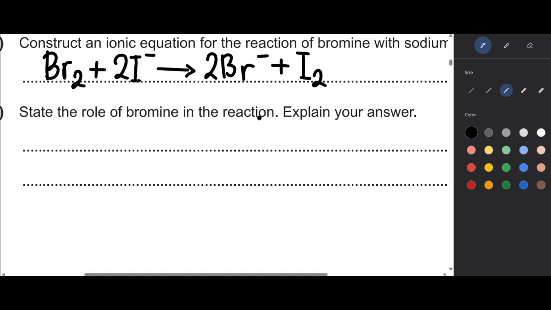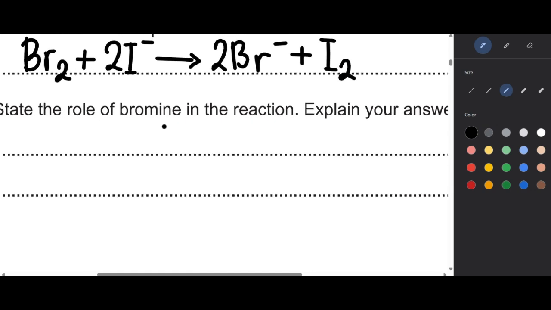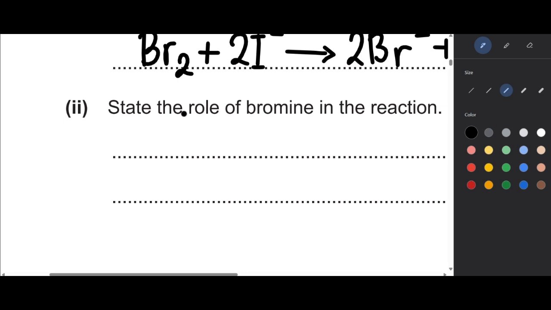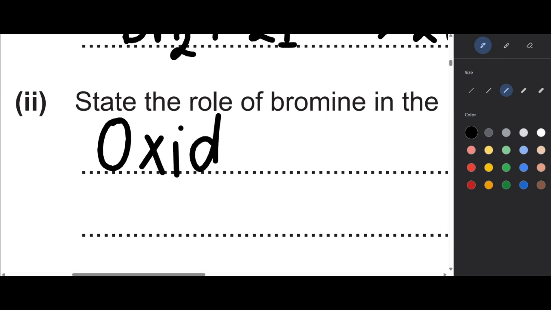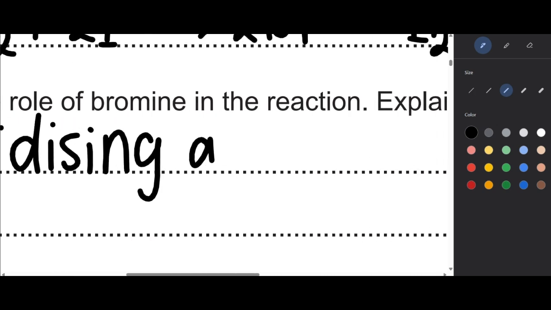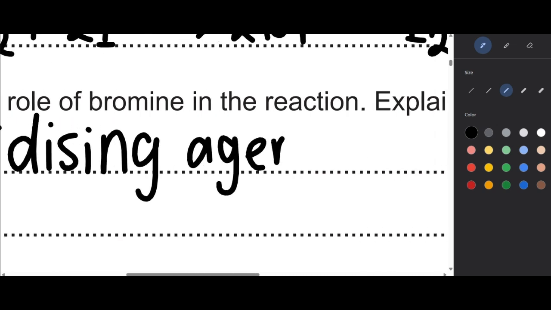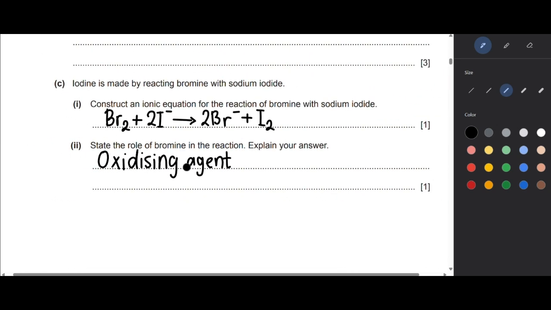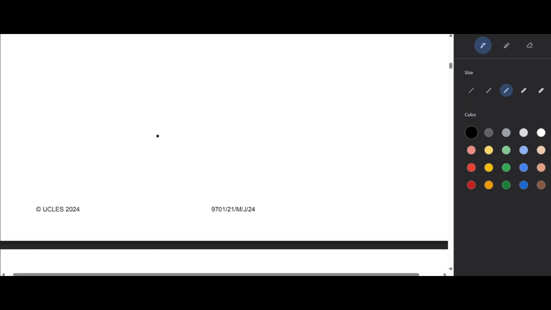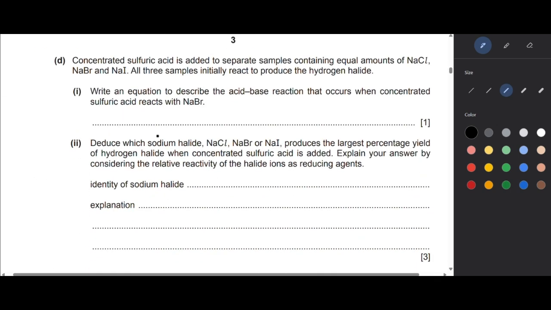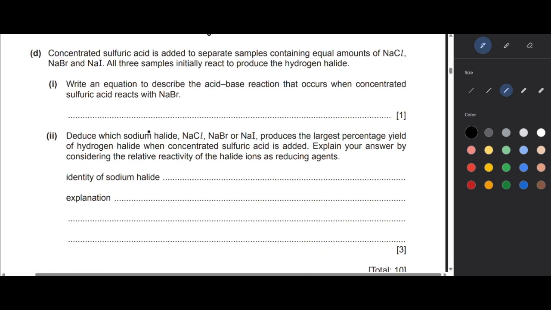State the role of bromine in the reaction. Explain your answer. So the role of bromine here is the oxidizing agent. Because here bromine gains electrons and is reduced, so bromine is an oxidizing agent. We move to the next question.